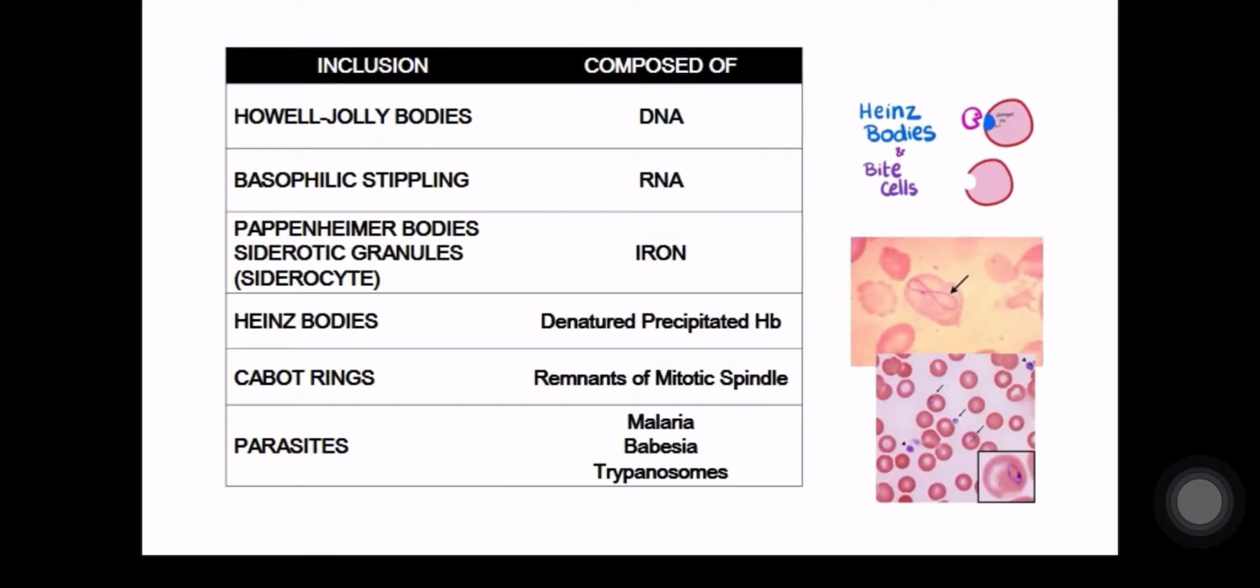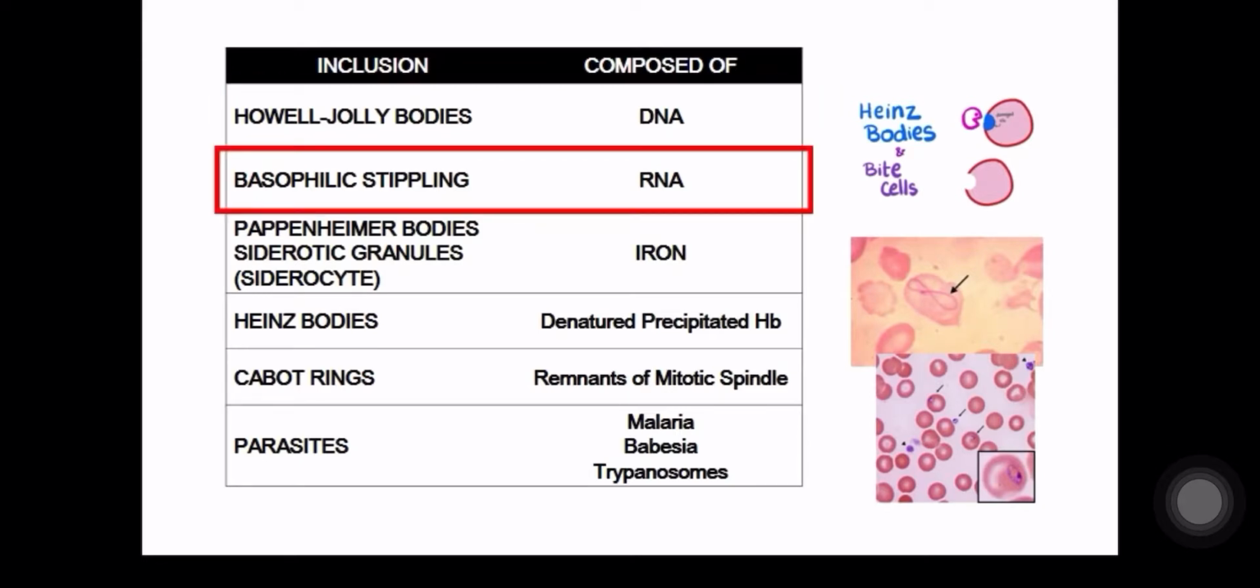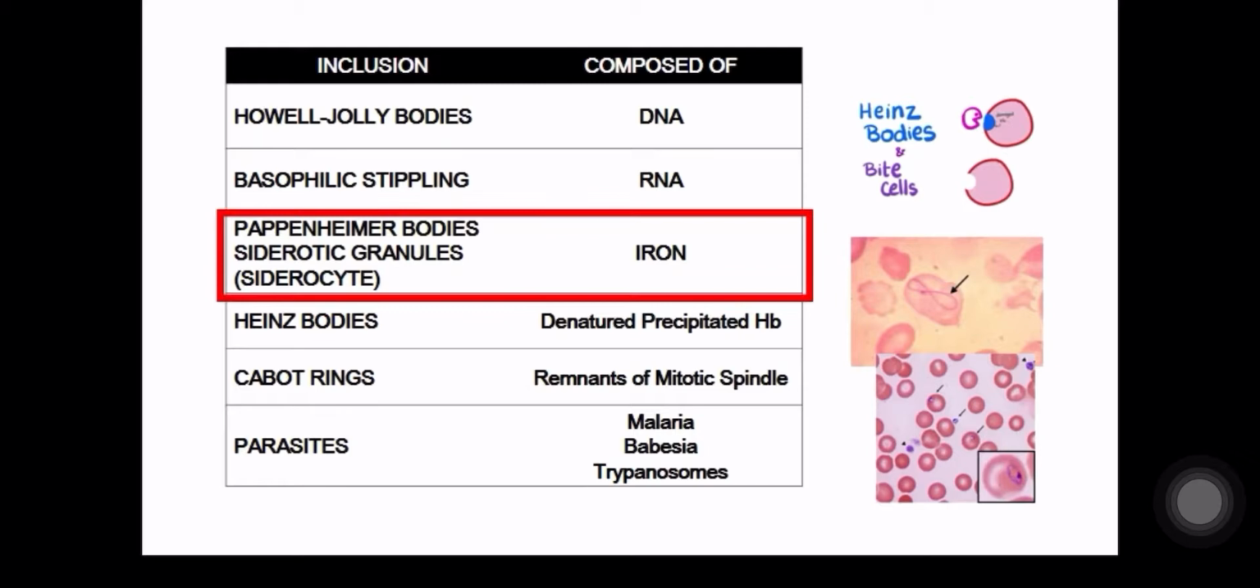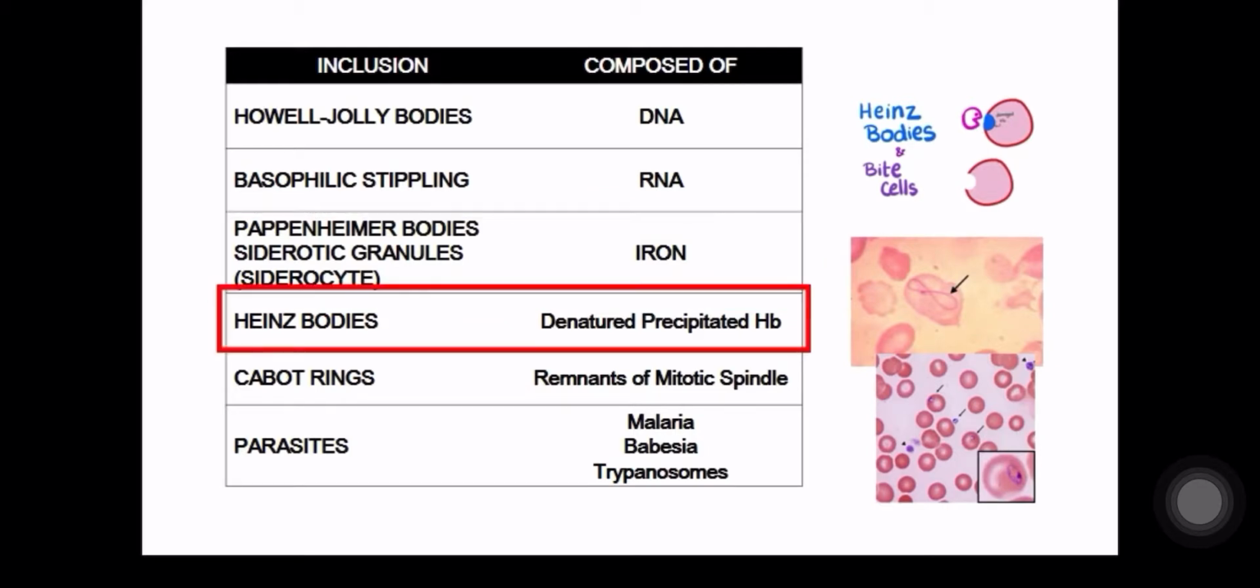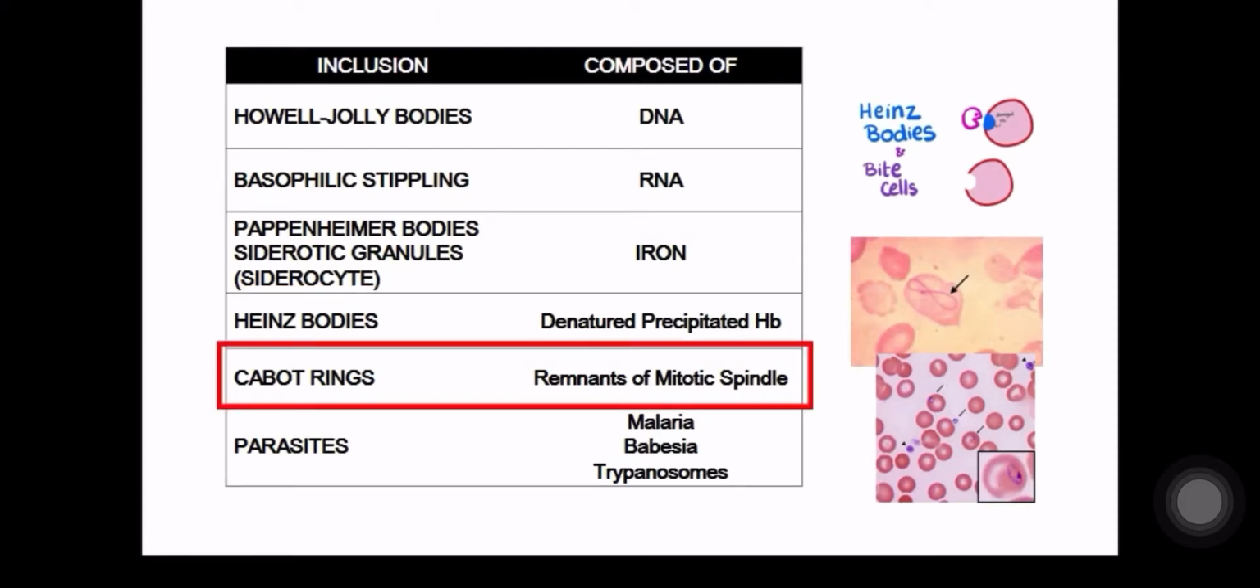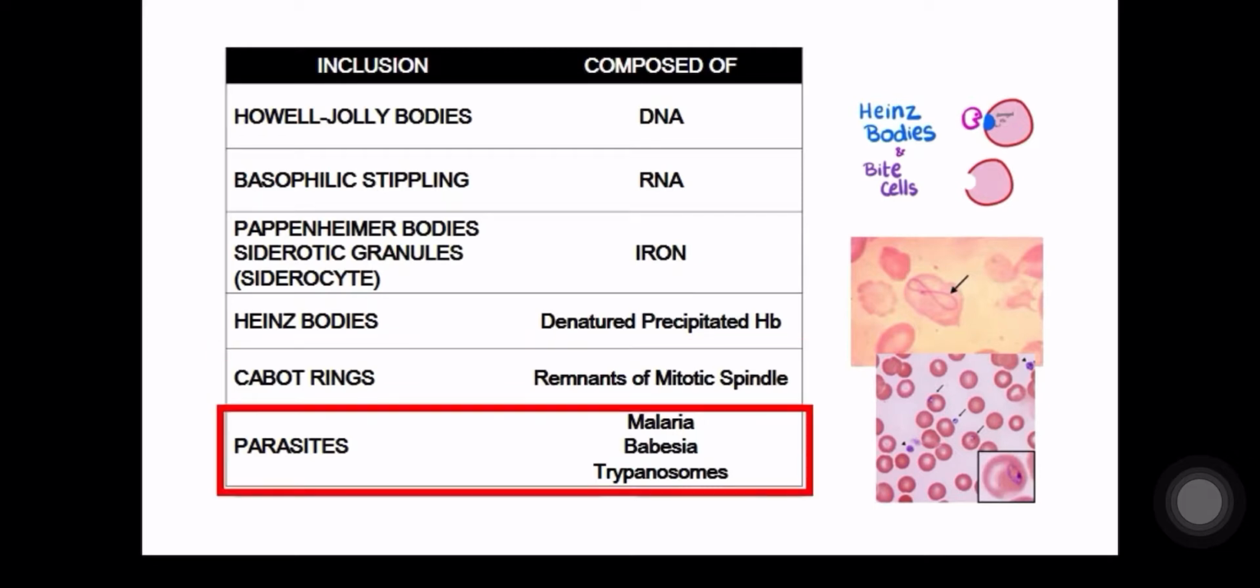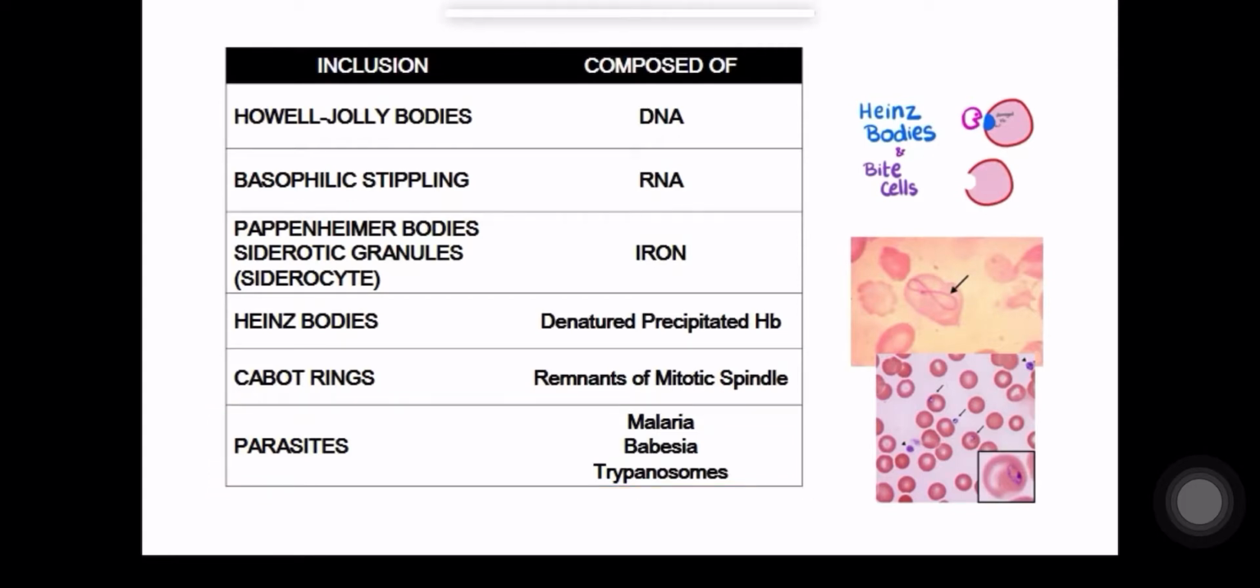Now again, let's go to their nature. For the nature of the inclusion bodies, Howell-Jolly bodies are made up mainly of DNA. Basophilic stippling is made up of RNA. Pappenheimer bodies, or siderocytes, are made up of iron. Heinz bodies are made up of denatured or precipitated hemoglobin. Cabot rings, again, are remnants of the mitotic spindle. They form loops or a figure 8. And we have parasites, for example malaria, babesia, and trypanosomes.